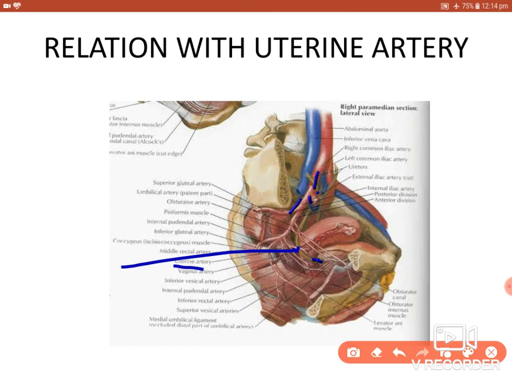It crosses the ureter anteriorly from lateral to medial. That forms the one main relation in this oblique part of the pelvic part of the ureter. This uterine artery crosses anterior to the ureter from lateral to medial.